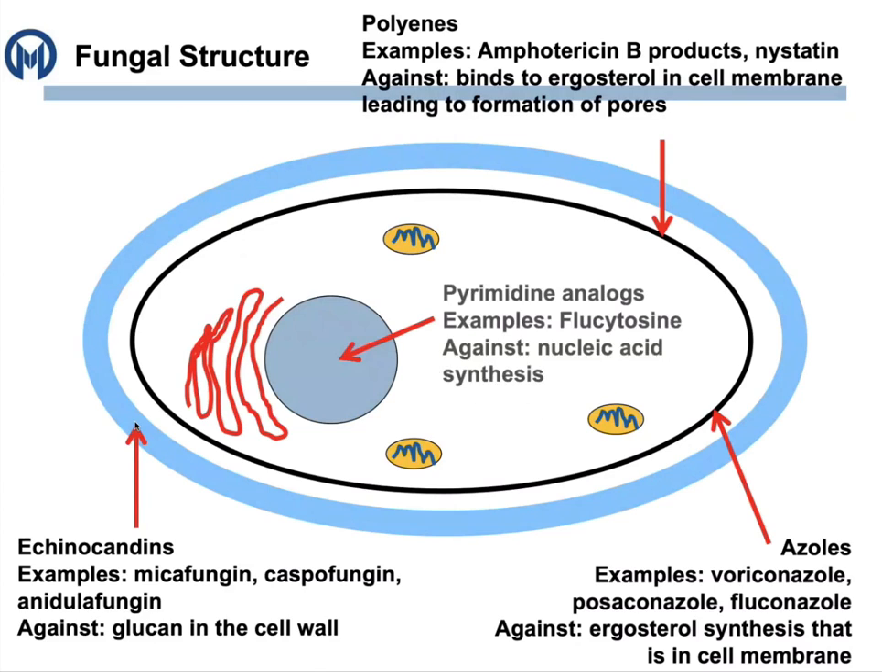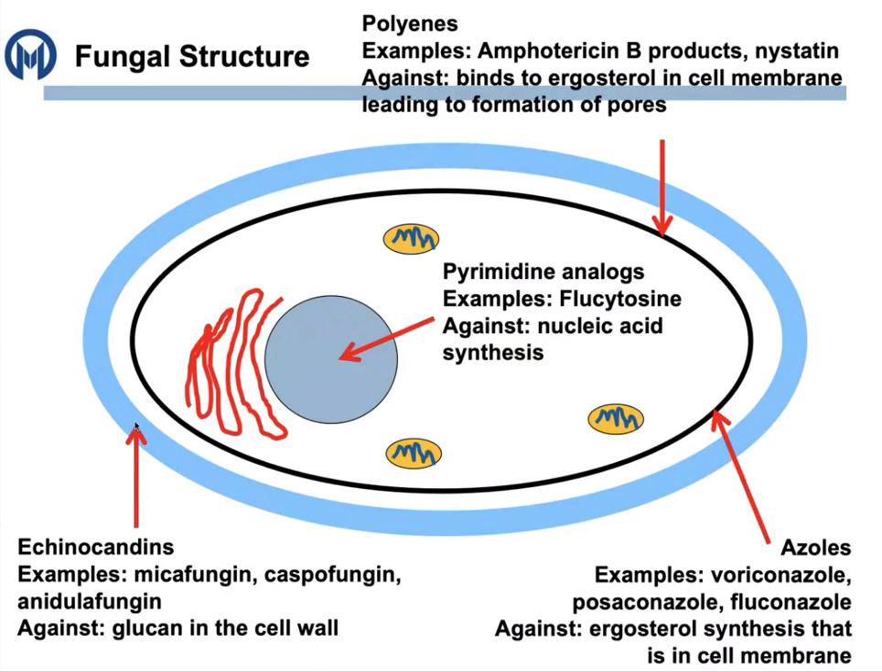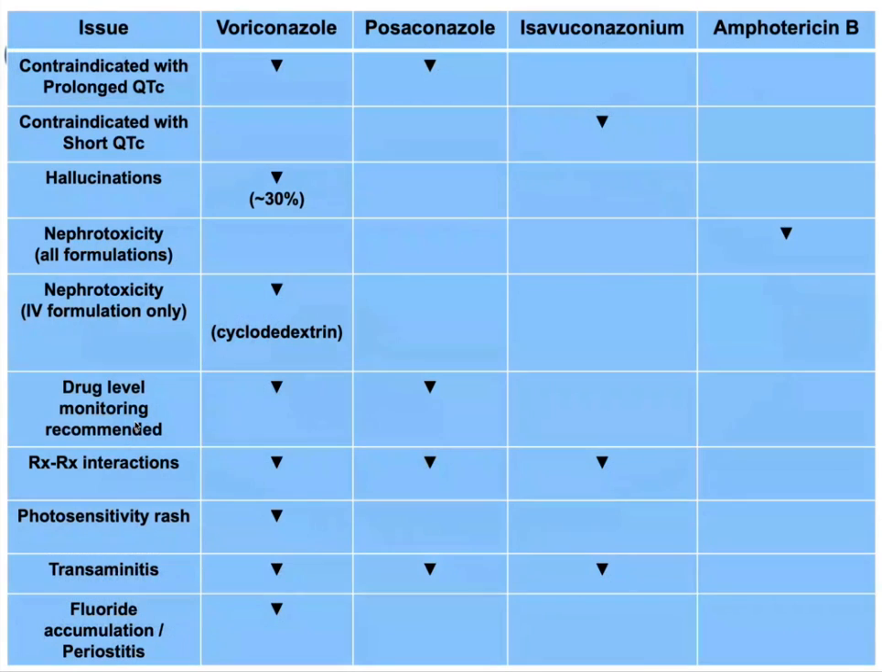So with that in mind, just looking at fungal structure, we have the echinocandins that are against the glucan in the cell wall. We have triazoles, especially that are against ergosterol synthesis. Then we have polyenes that bind to ergosterol, leading to formation of pores. And then the much less used pyrimidine analogs like flucytosine act against nucleic acid synthesis. Keep this in the back of your mind when we start treating these patients.